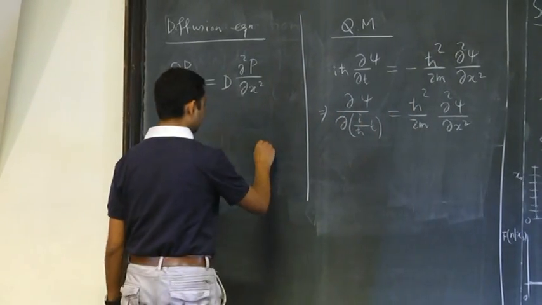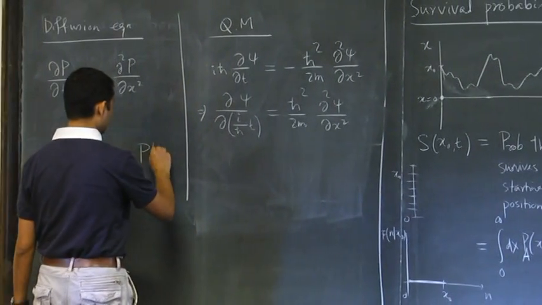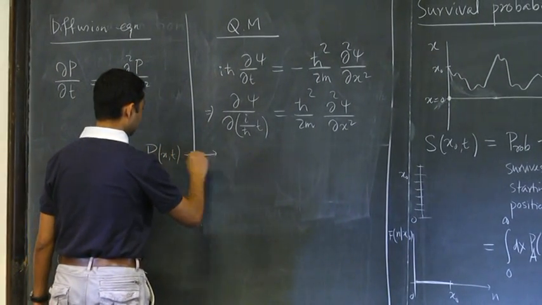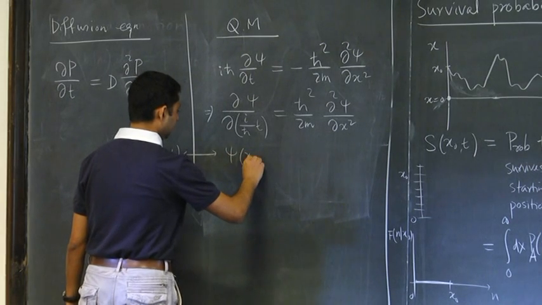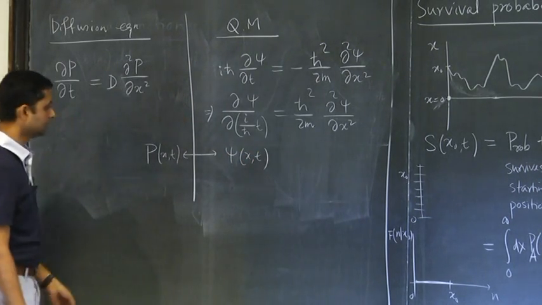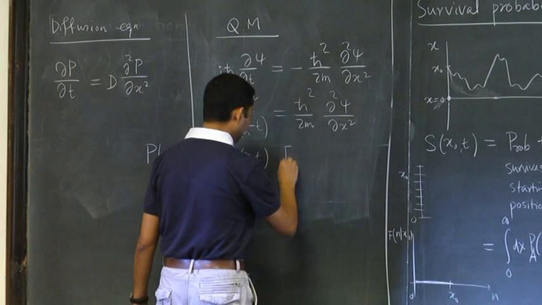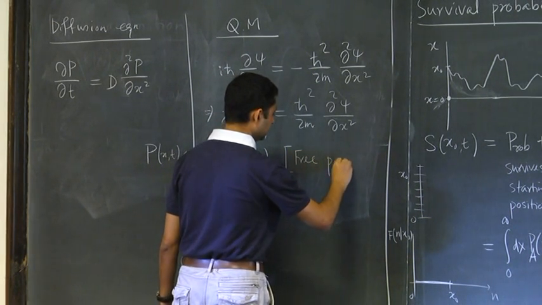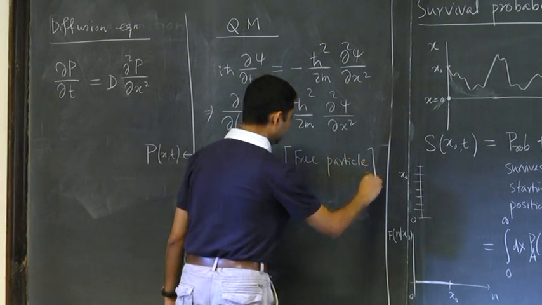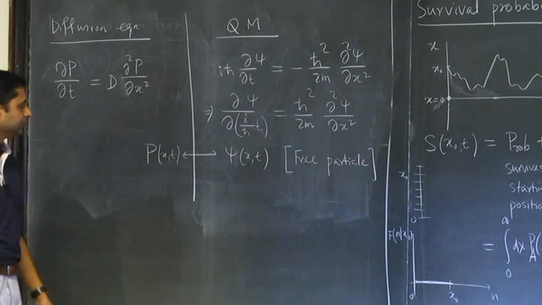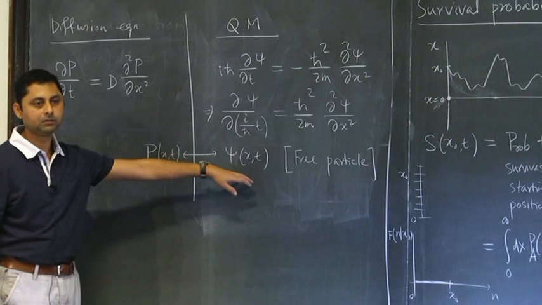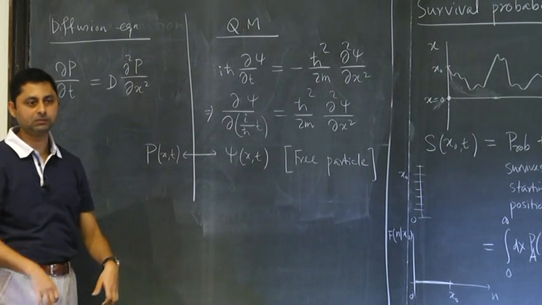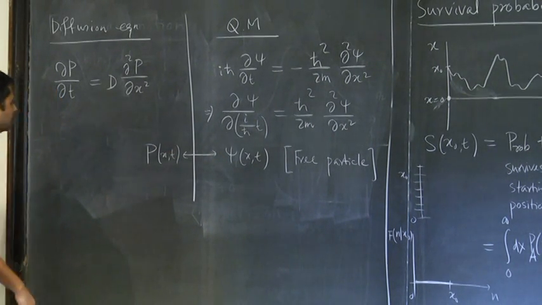So, take p here x t, that you take it to psi x t. So, this mapping is only for free particle, right, because we are just doing it for a free particle. You will see that this mapping will be modified once you have an external potential. So, what is the other mapping?